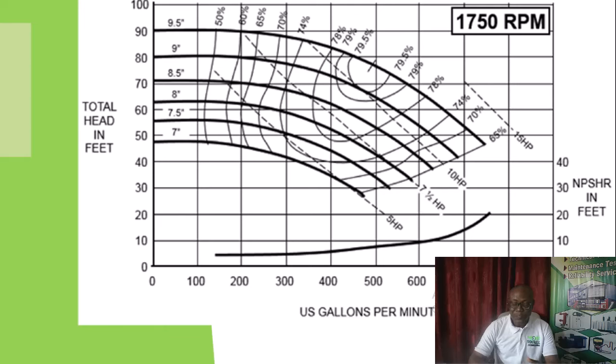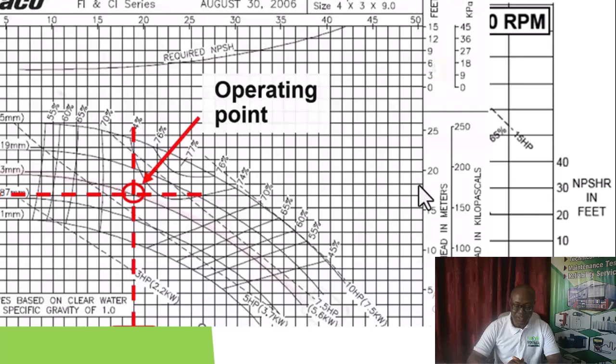Okay. Now remember, you know the flow rate and the total head that you need to overcome. So you just look for the intersection between the total head and the flow rate. The closest pump to that particular position, which is 7.5 horsepower, is what we are selecting for our application. So here is another example.